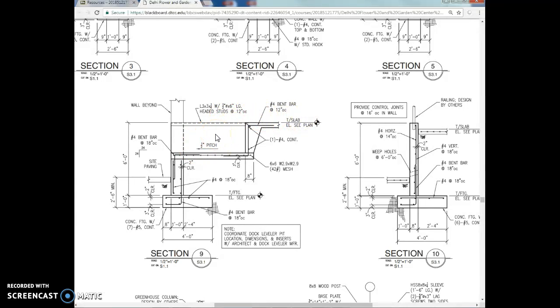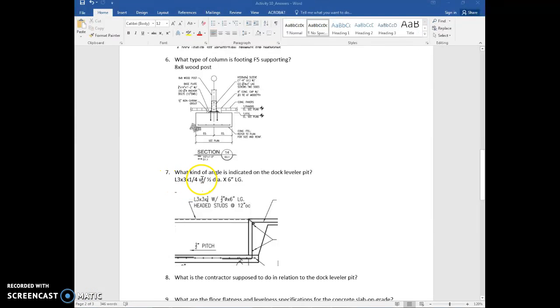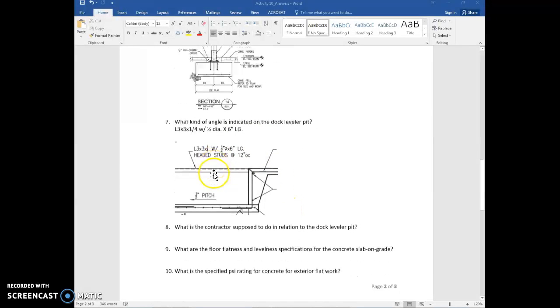So again, when it said what kind of angle, it means the angle iron, so you have to know how angle iron is represented, which was given in your book. So what you're actually looking for right here is this L 3x3 by 1/4. Okay, and then just make sure that you write the whole thing out here. It says with 1/2 inch diameter by 6 inch. Okay, so that's the answer for number 7.